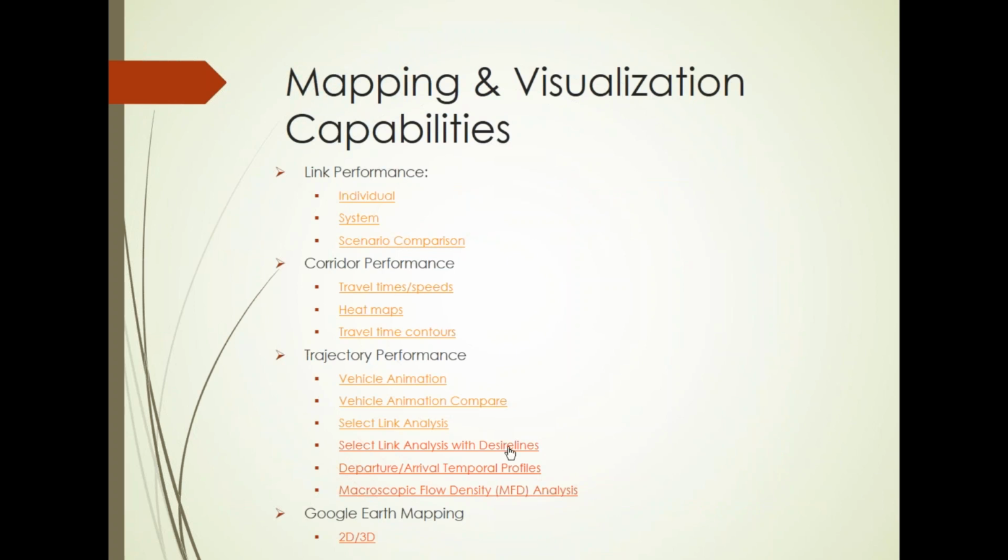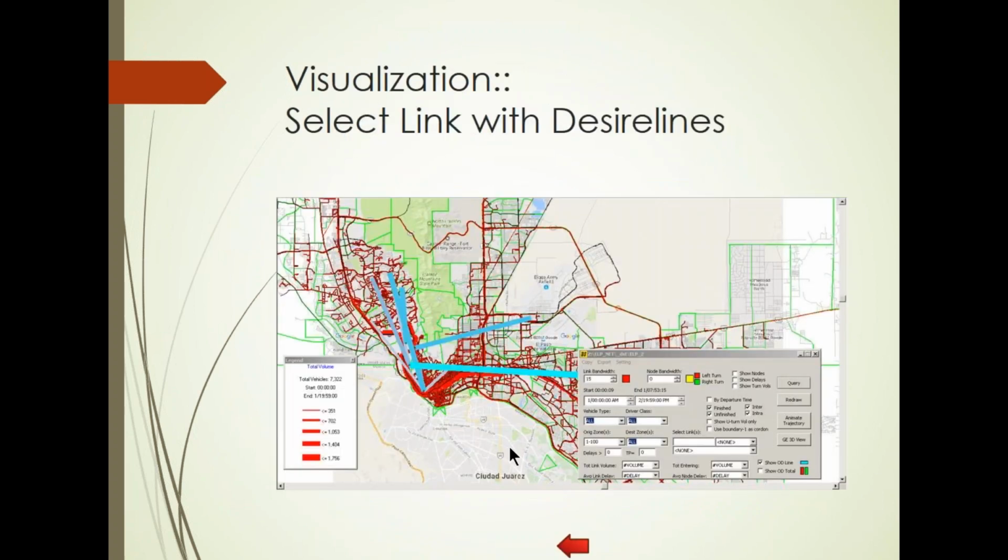Select link analysis with desire lines. Here is a similar idea, but it shows not only the trajectories but also the OD. Desire lines are usually the major OD pairs, and we use this to say, for this selected link, what amount of OD actually uses the link of your choice. That gives you a different sense from a demand standpoint, an idea about the demand, and that's a different way of visualizing the information.